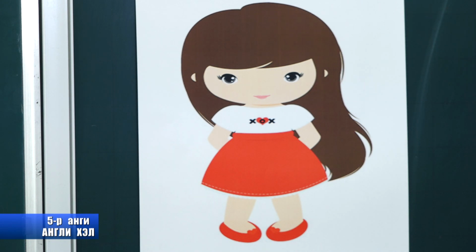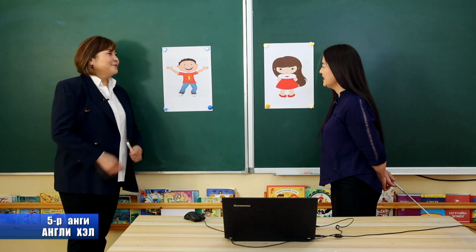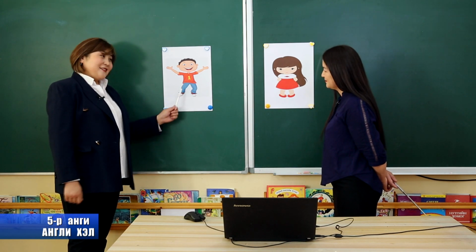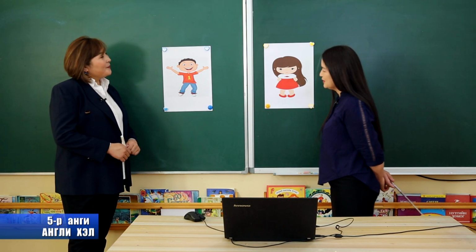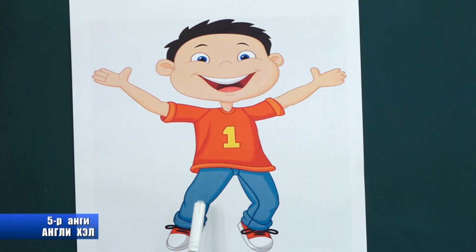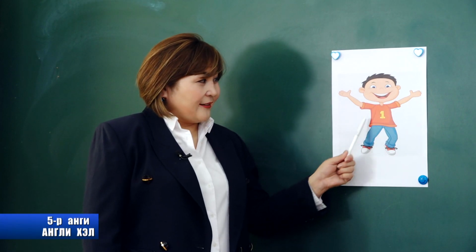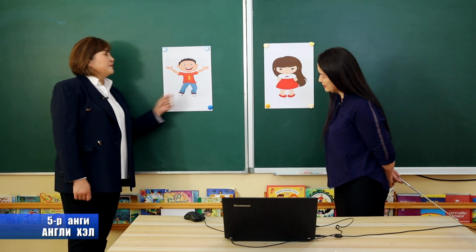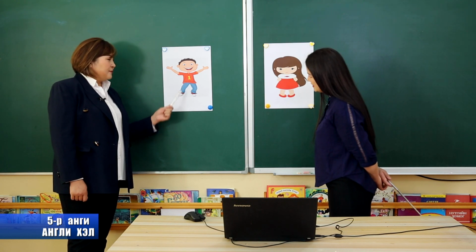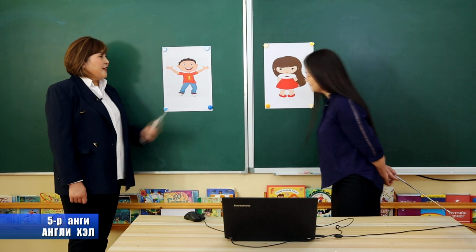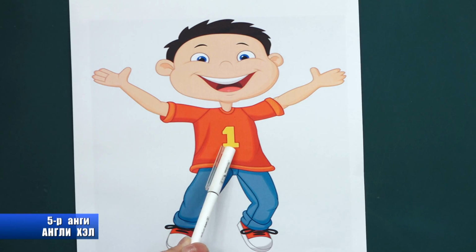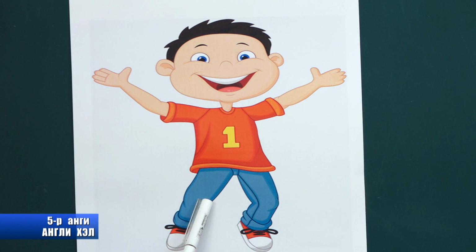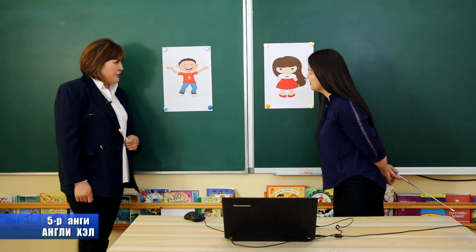Okay. Who is he? He is my friend. What's his name? His name is Sultan. What is he doing now? He is playing. What is he wearing now? He is wearing a red t-shirt, blue jeans, and red shoes.